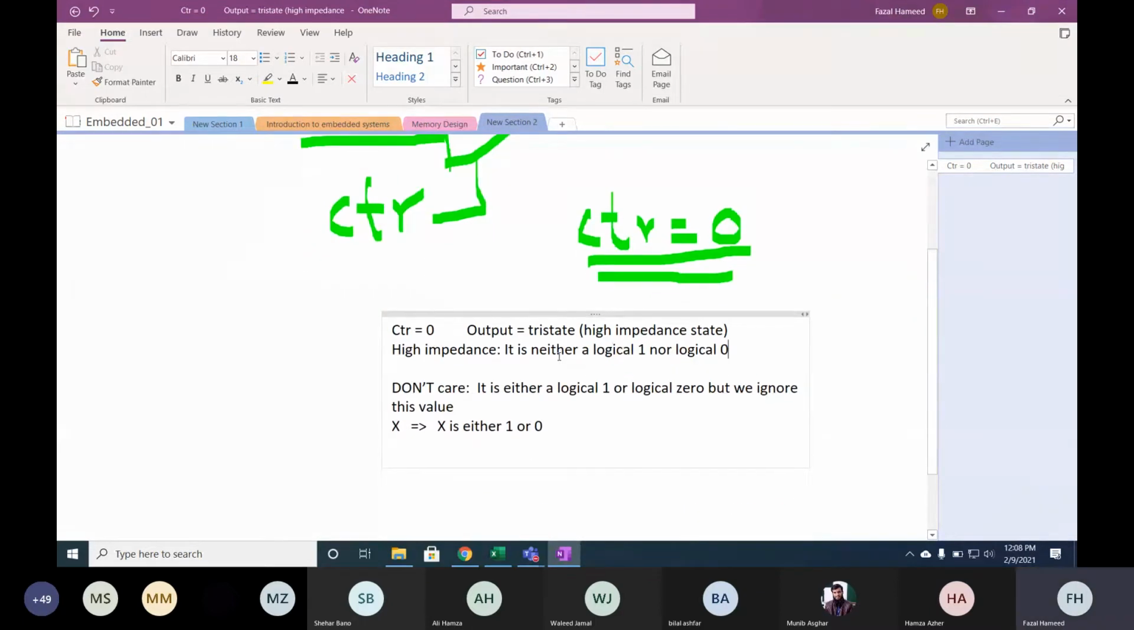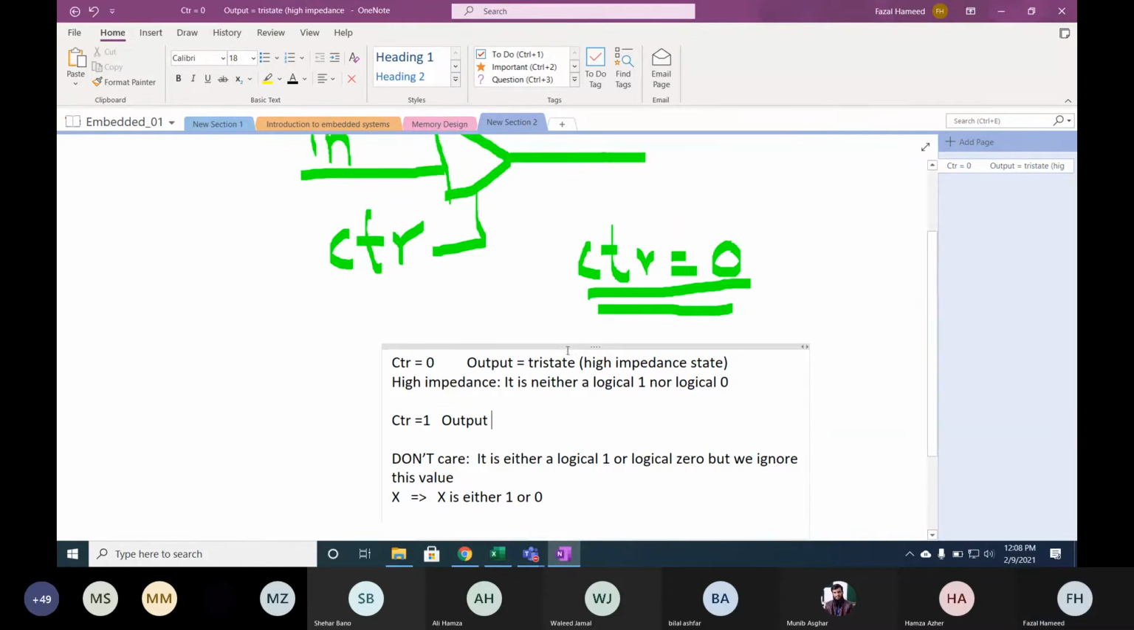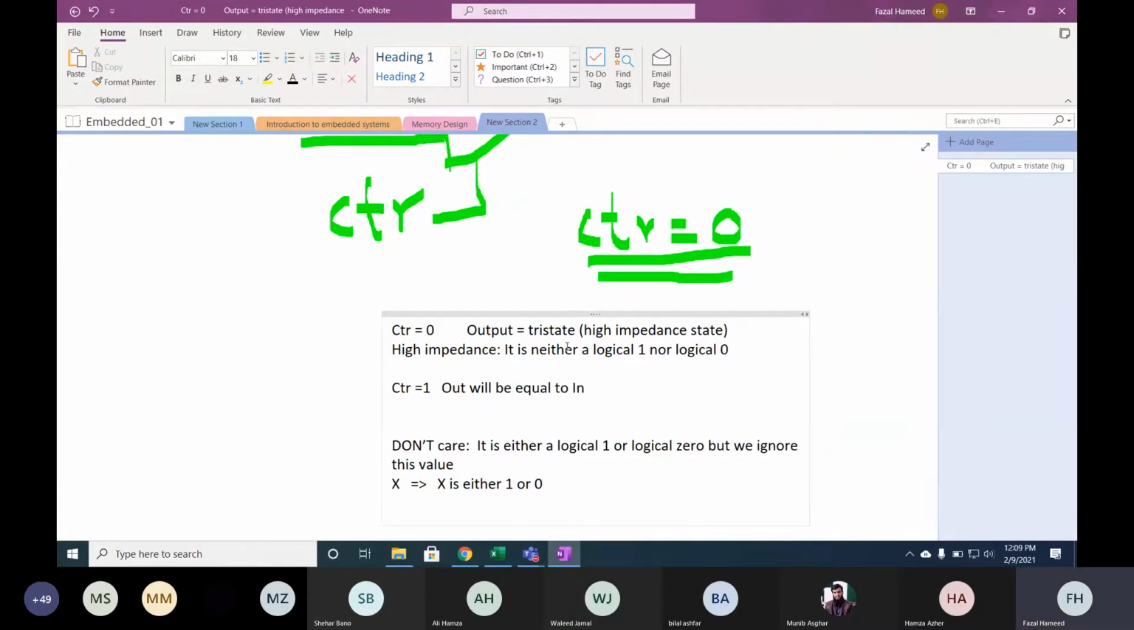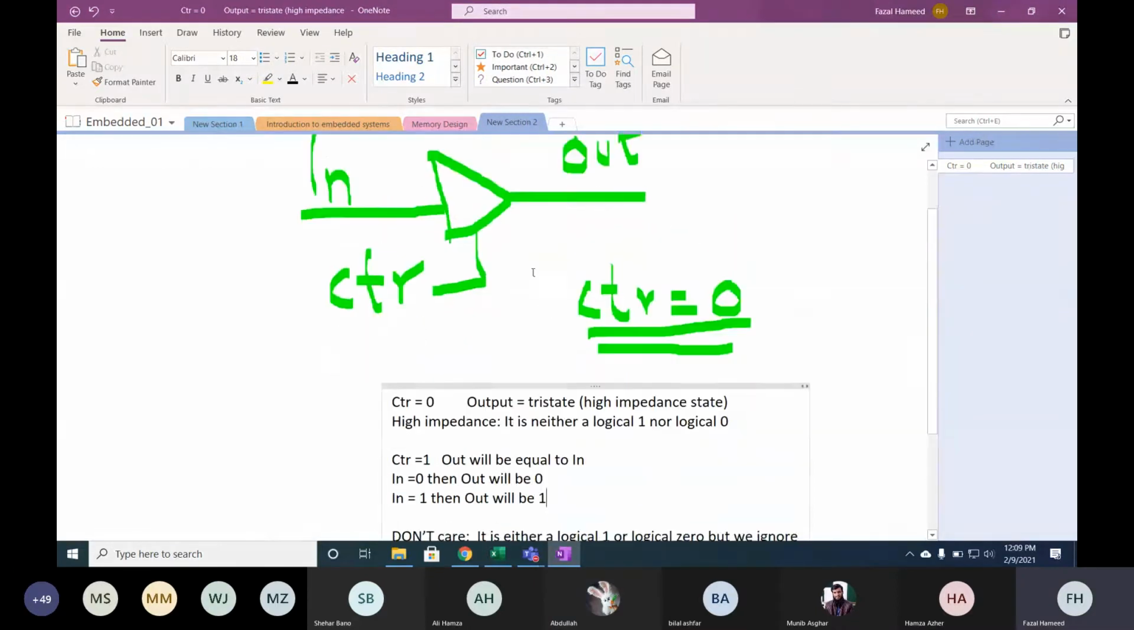Now I will explain this again with some more examples. Let's assume the value of control is 1. So the output will be equal to the input. There are two possibilities. When the input is 0, the output will be 0. When the input is 1, the output will be 1. It is actually acting like a switch.